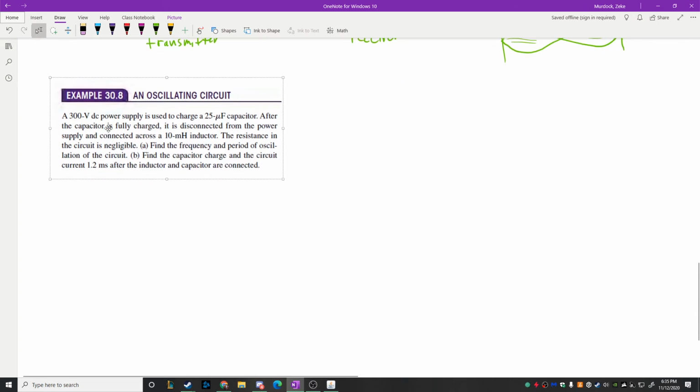A 300 volt power supply is used to charge a 25 microfarad capacitor. After the capacitor is fully charged, it is disconnected from the power supply and connected across a 10 millihenry inductor. The resistance in the circuit is negligible. Find the frequency and period of oscillation of the circuit, and find the capacitor charge and the circuit current 1.2 milliseconds after the inductor and capacitor are connected.